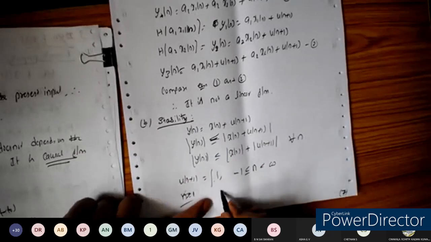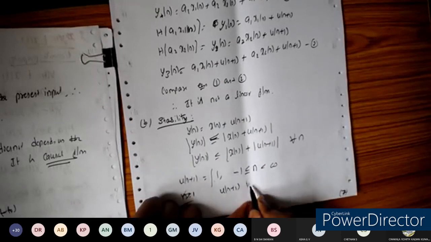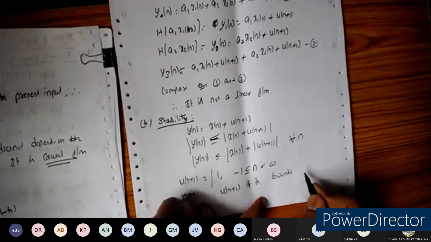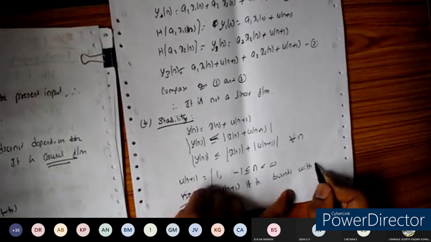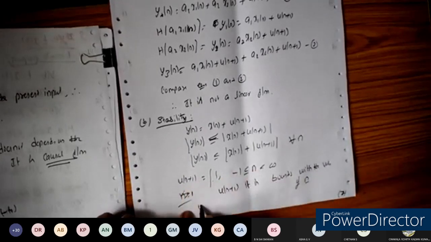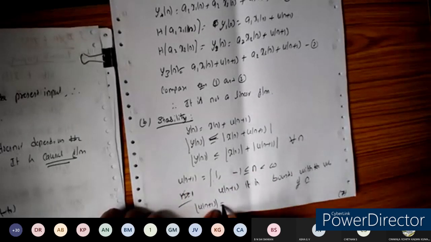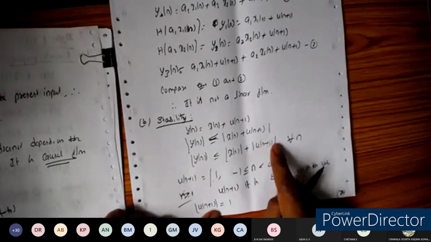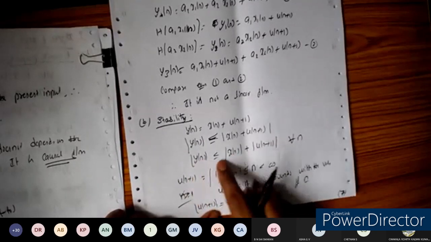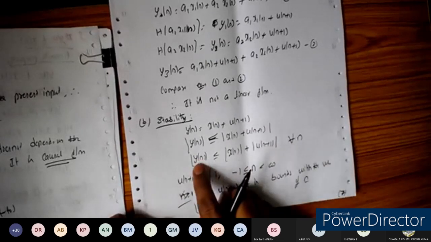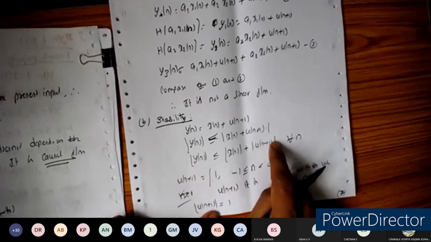Since u of n plus 1 is bounded with the value of n, if you consider the magnitude at any particular value, it is 1, so this will be a stable system. Sorry, I thought this was a summation. Summation is not there; when I substitute n is equal to 0, the value is taken at the corresponding time only. If I take n is equal to 10, it is taken at 10 only. If I substitute n is equal to infinity, it is taken at infinity only, so at infinity it will be 1.